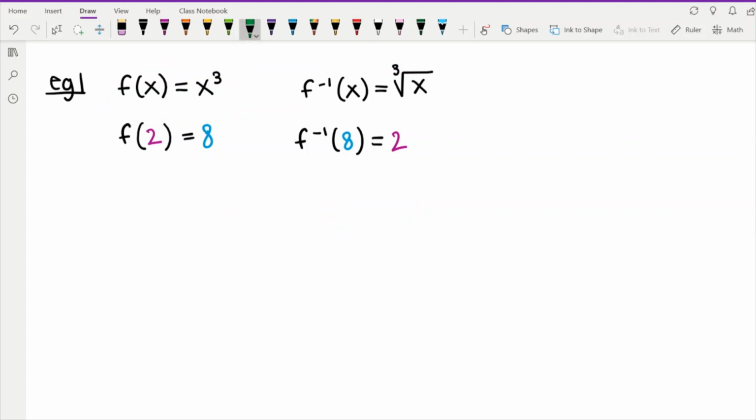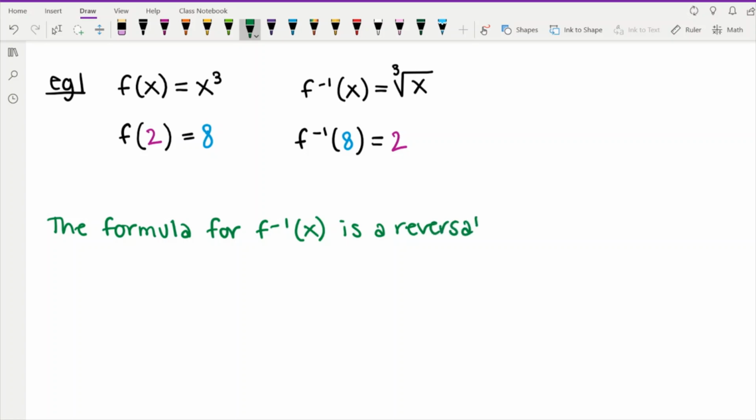Okay, so this idea that I just said was basically that if you have a function and its inverse function, what is the relationship between their formulas? Well, they basically reverse each other. So the formula for an inverse function is basically a reversal of the formula for your original function, f of x, right? It undoes it. It reverses the process.